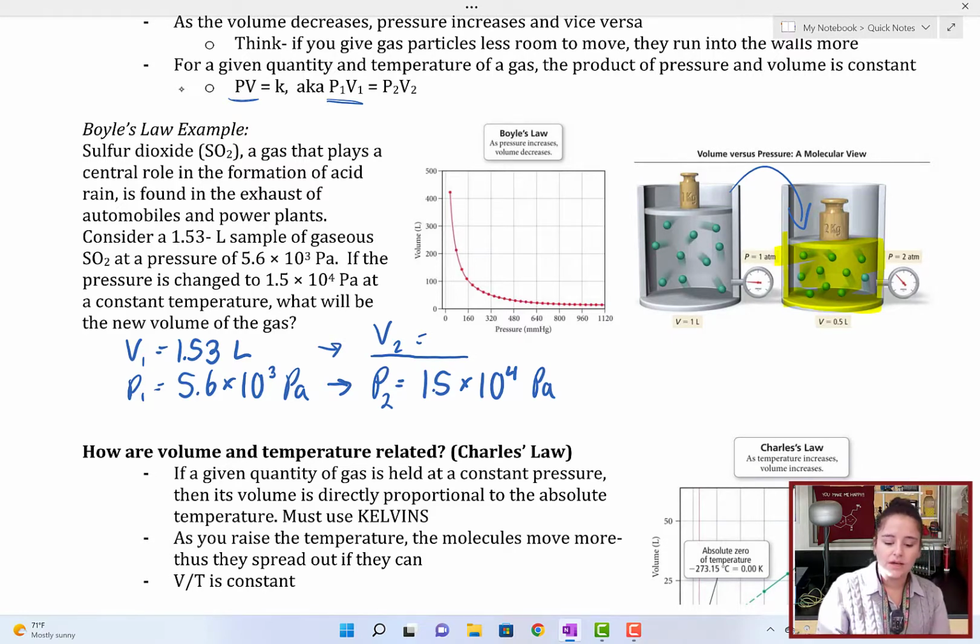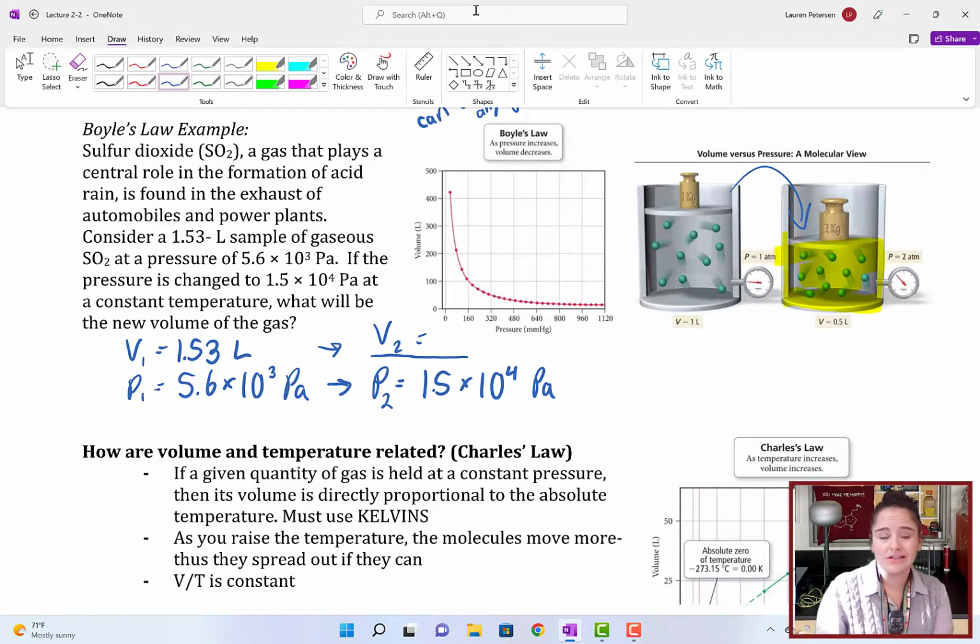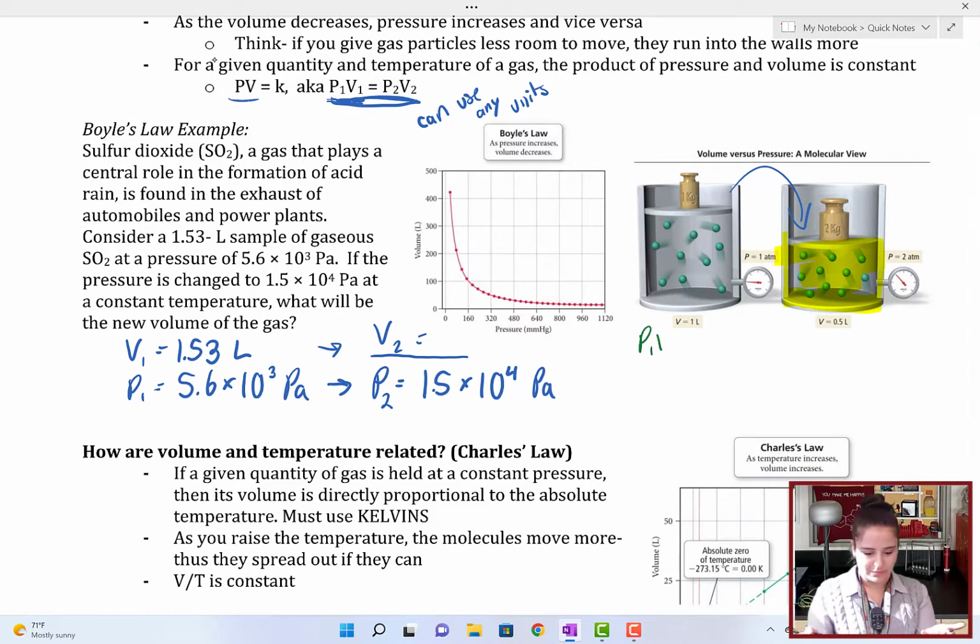Okay, so in order to cause that increase in pressure at a constant temperature, since the pressure about tripled, we're going to expect the volume to decrease by about a third. But let's go ahead and check that. Now, when we're using this type of equation, it's basically just setting up a ratio, so you can use any units, as long as they're the same for both pressures and both volumes.